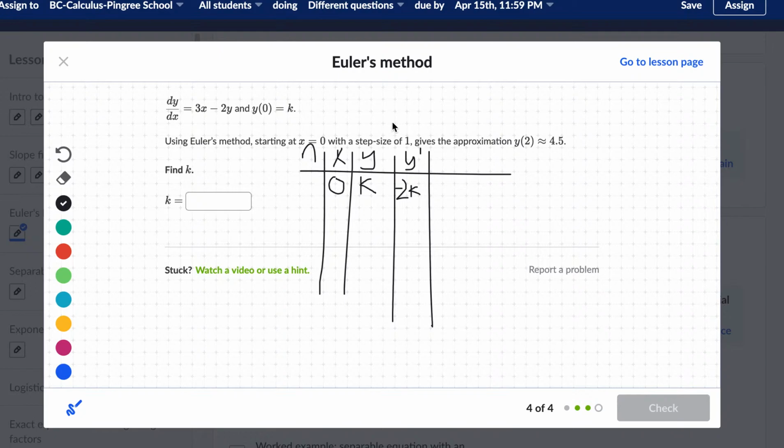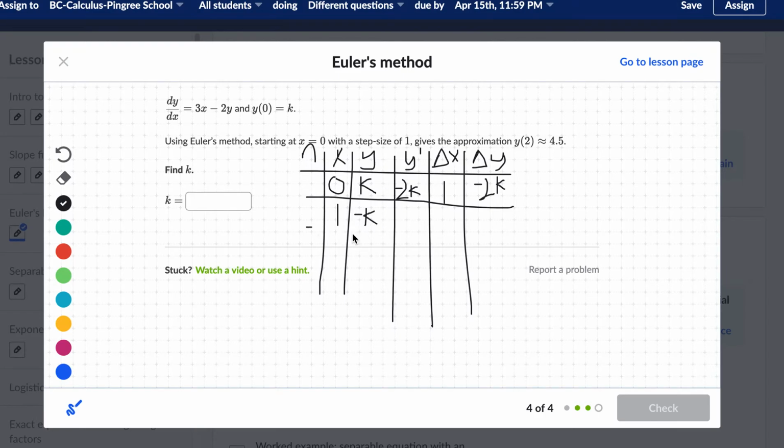Okay, and the step size is 1. So my delta x here is always just going to be going up by 1. And then my delta y is going to be that 1 times this. So that is also going to be the same thing there. That is always going to be 1. And then this now is minus 2k. So I'm at k, and my change then is I'm going from 0, I'm adding the delta x, and then my k, I'm adding the delta y, and I'm at negative k now.